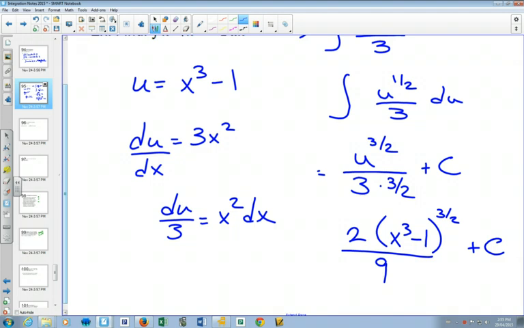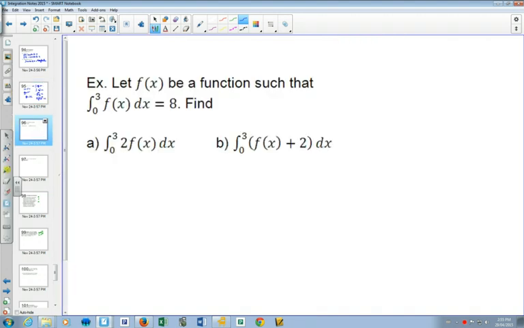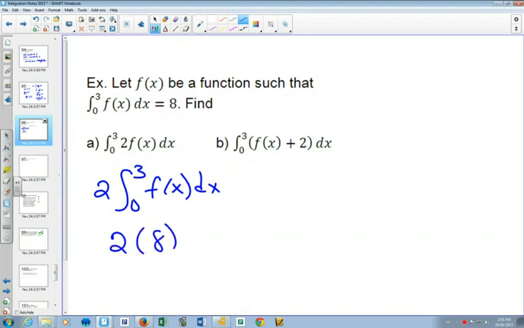Everybody okay with the 9 over 2? How I had the 9 over 2 as a fraction on the bottom, and then changed that to a 2/9 by multiplying by the reciprocal? And now this one was very similar to your quiz. The 2 inside of the integral is the same as having the 2 outside of the integral. And since the integral from 0 to 3 is equal to 8, this is just 2 times 8, which is 16.